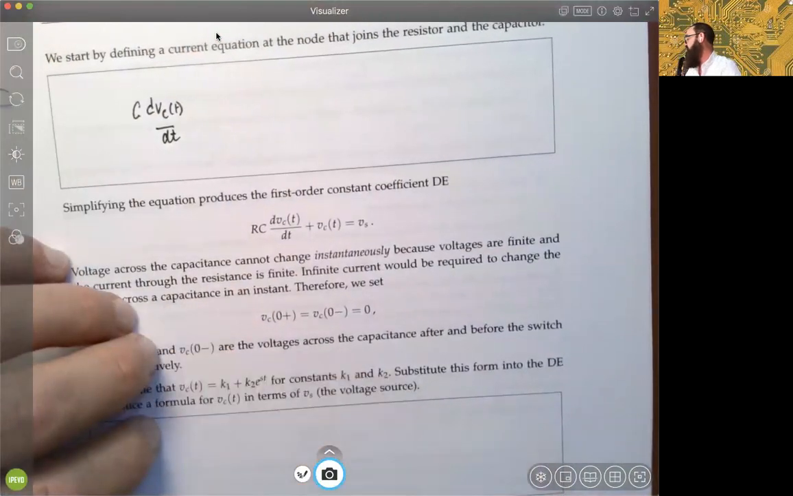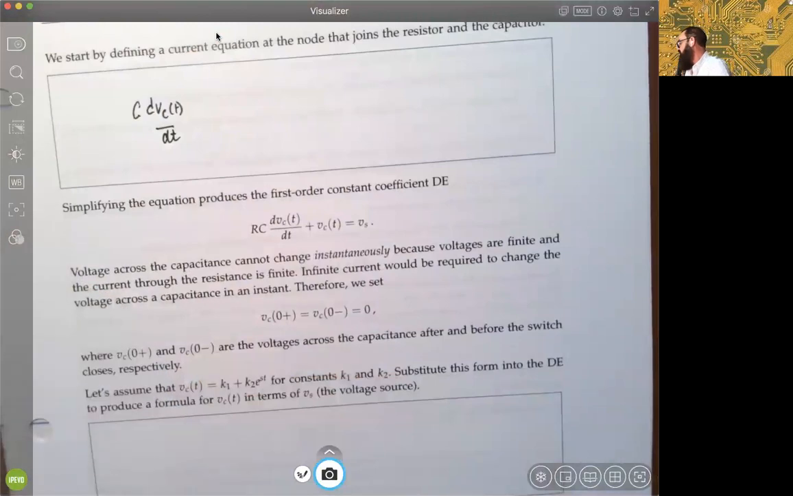And then we would need to represent the current flowing between the capacitance and the DC voltage source. Remember, you have voltage available on both of those elements.